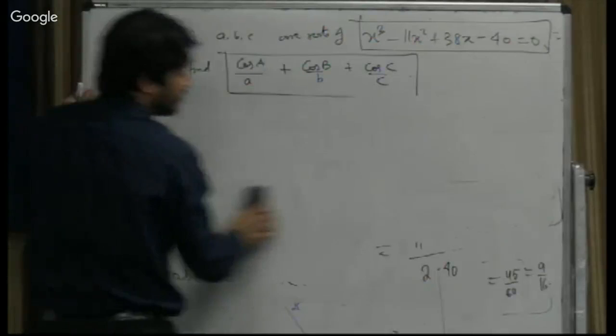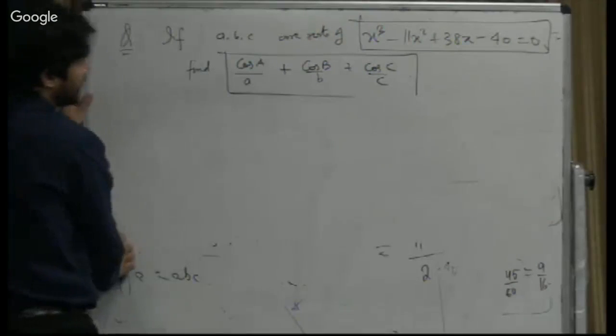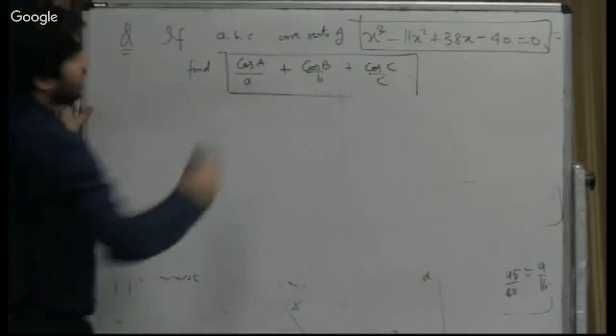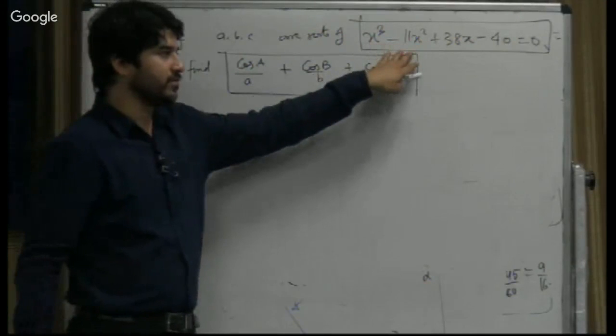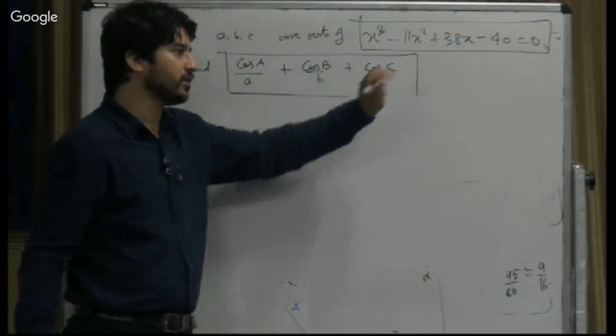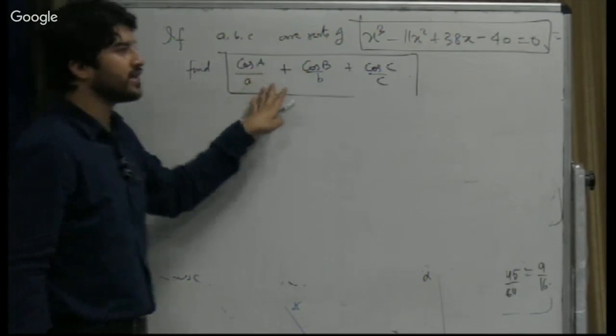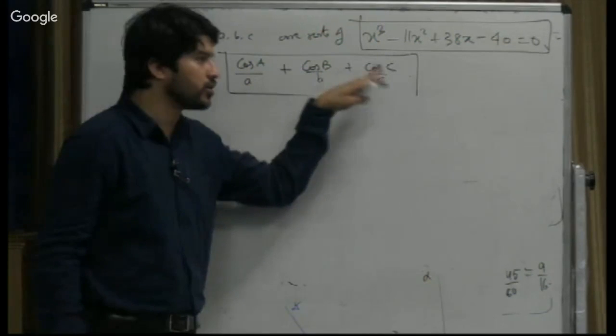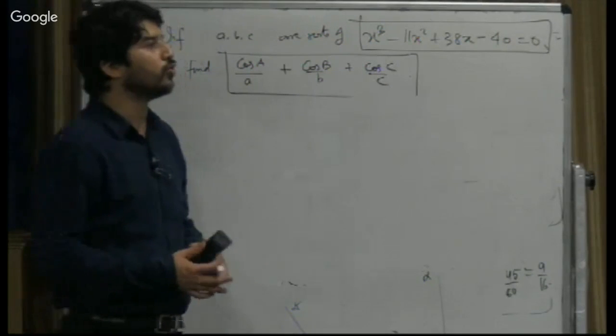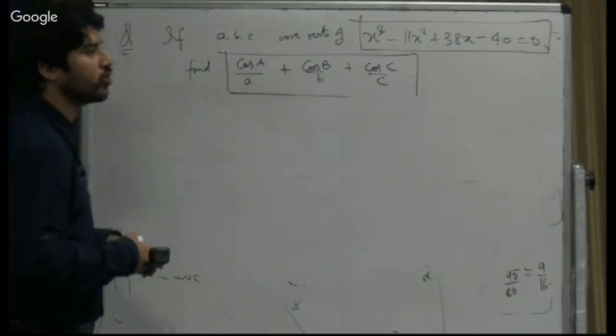Okay, see, the question was ABC are roots of this cubic equation. Now forget this cubic equation for the time being. You have to find cos A by A plus cos B by B plus cos C by C. Now I don't know what is cos A by A, but surely I know what is cos A.